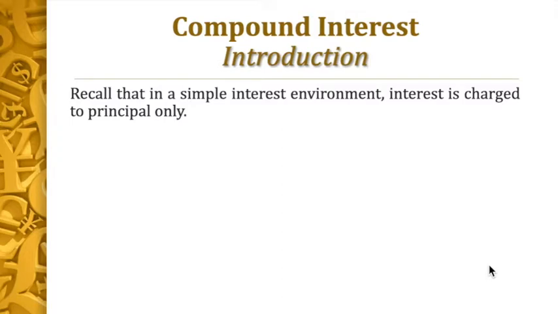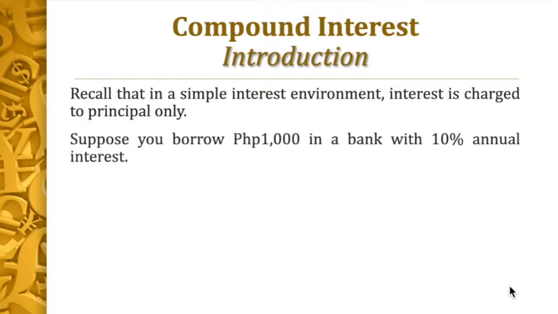As an introduction, recall that in the simple interest environment, interest is charged to the principal only. Remember our formula, I equals PRT. In the compound interest environment, this is what happens. Suppose you borrow 1,000 pesos in a bank with 10% annual interest rate, and let's try to have it 1 year at a time.